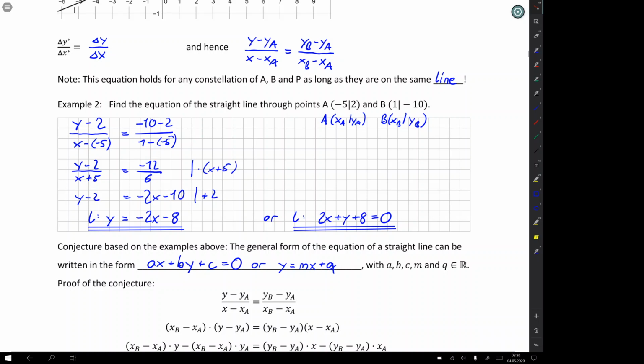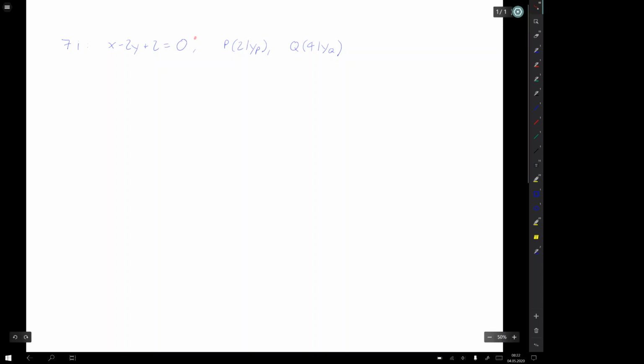Before proving that this conjecture is true, let us solve together the exercise 7.1 in the exercise booklet. We are given a line by its equation here, x minus 2y plus 2 equals 0. This means by its equation in the form ax plus by plus c equals 0. And our task in A is to transform this equation in the shape y equals mx plus q. So isolate y on one side. Try that on your own. Stop the film. And here comes the solution.